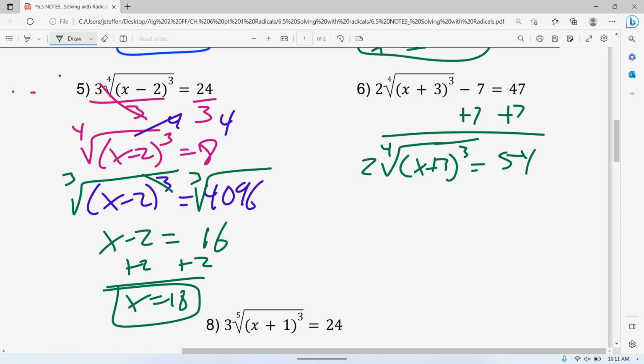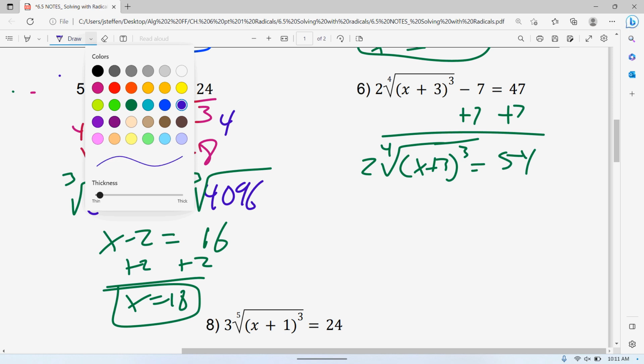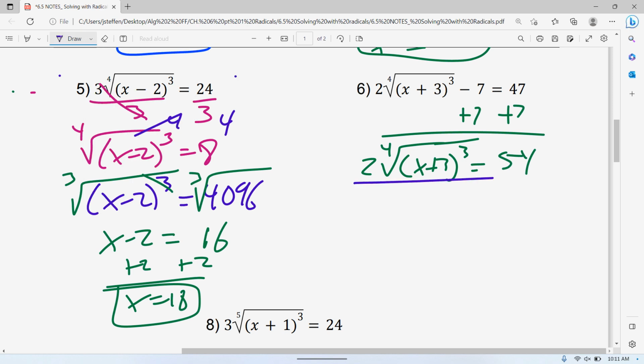$47 plus 7 is 54. Just want to make sure. We still are not done yet. The radical is not by itself. We still need to divide by 2. So we end up with the 4th root of x plus 3 to the 3rd is equal to 54 divided by 2, which is 27, I think. Yeah.